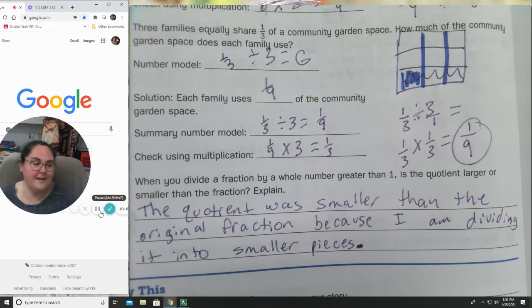I want you to go ahead and hit pause. I'm going to put something in here. When you are done, you may hit continue.